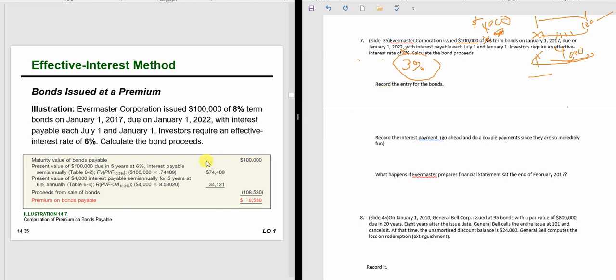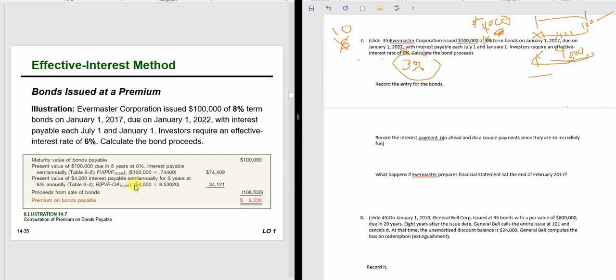Okay, so present value, 10 periods, 3%. It was 5 here, but since it's semi-annual, I put 10 periods, 3%. Always change them to the market rate, what they earn at market. So 10 periods, 3%, that factor is .74409.